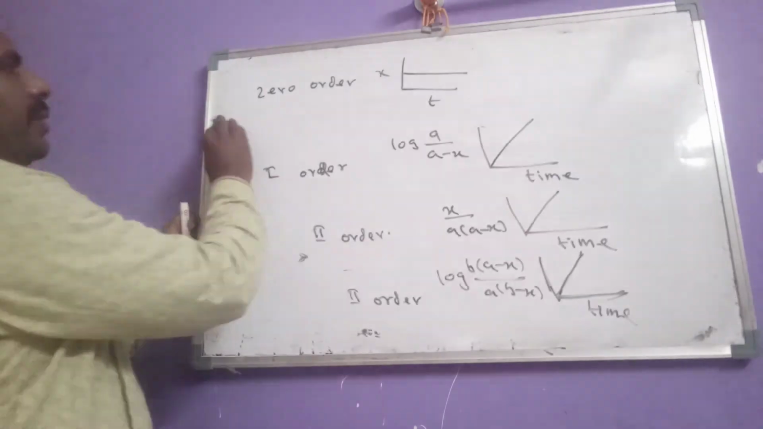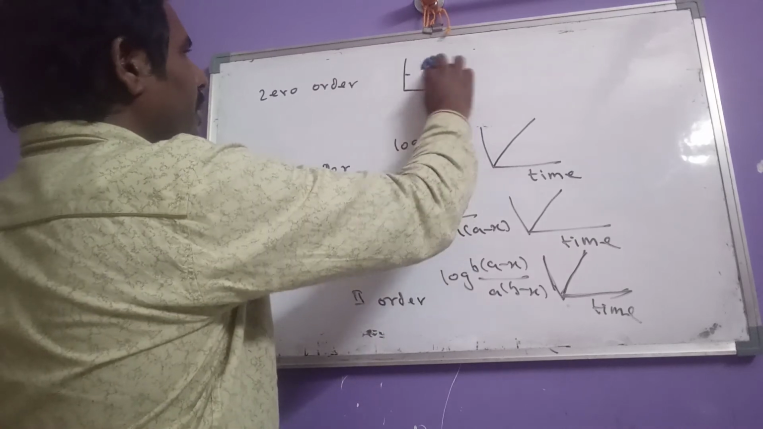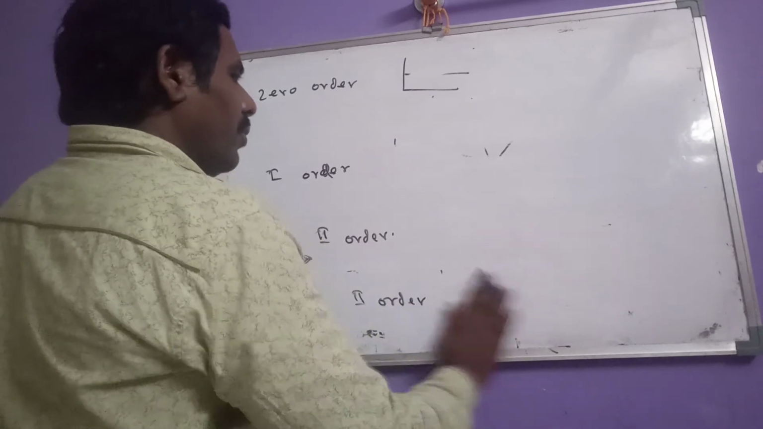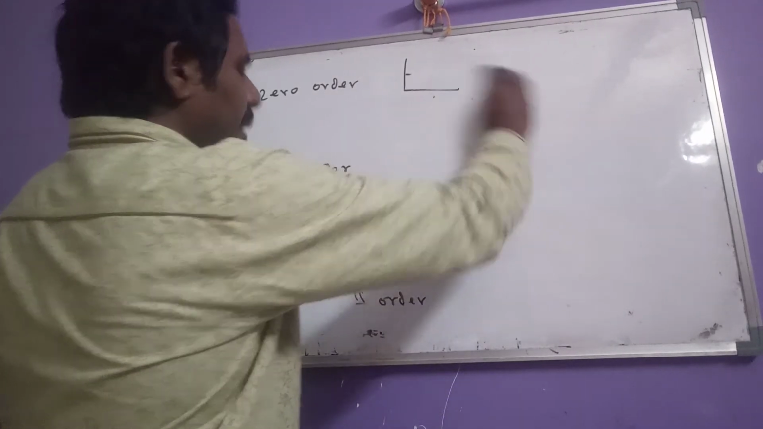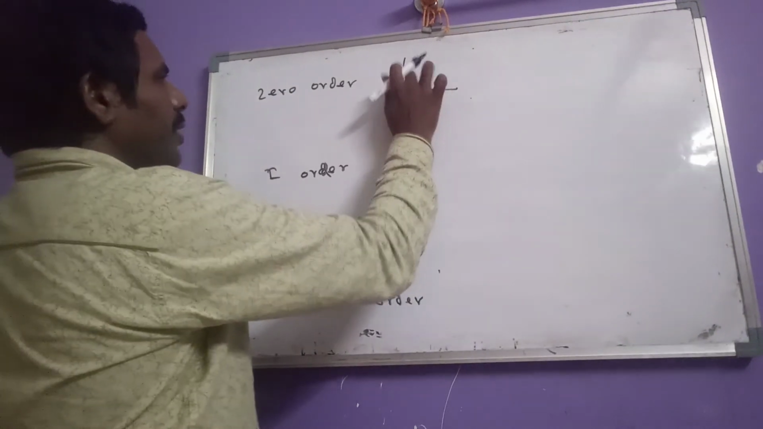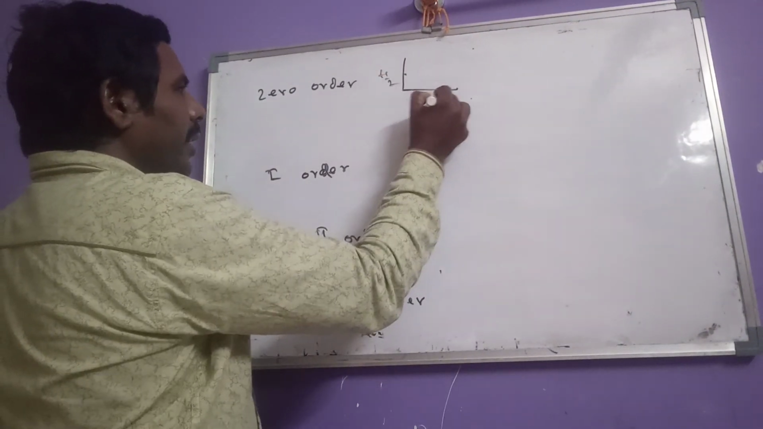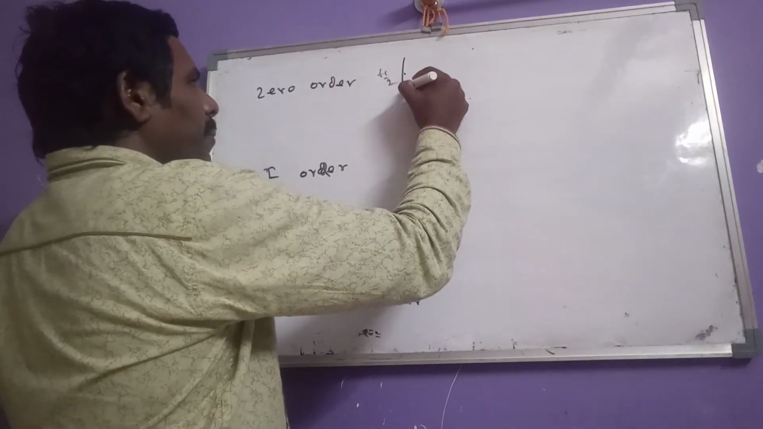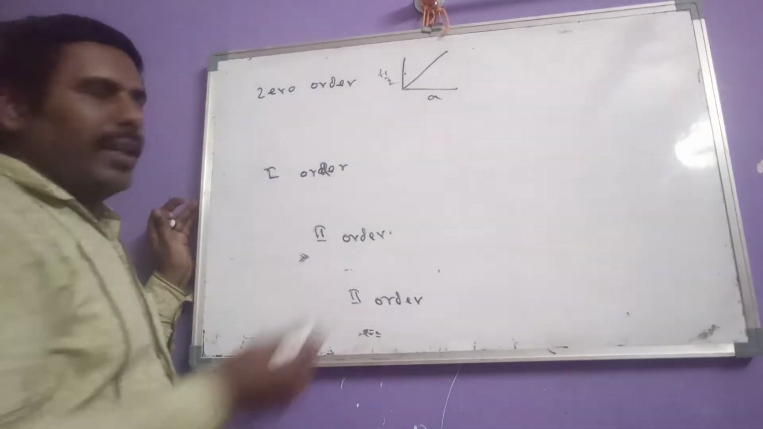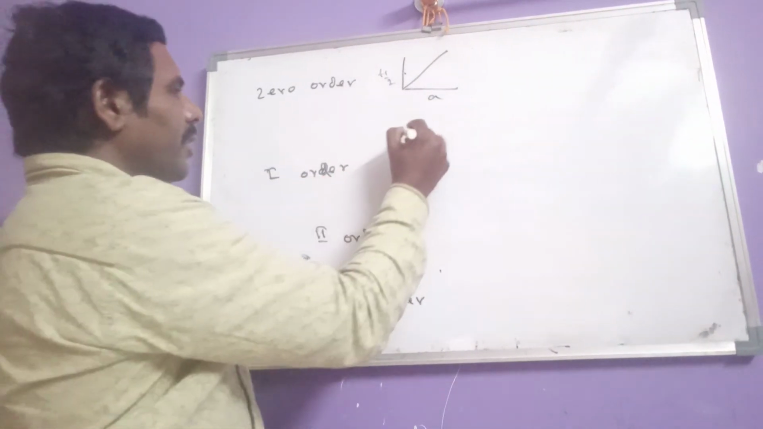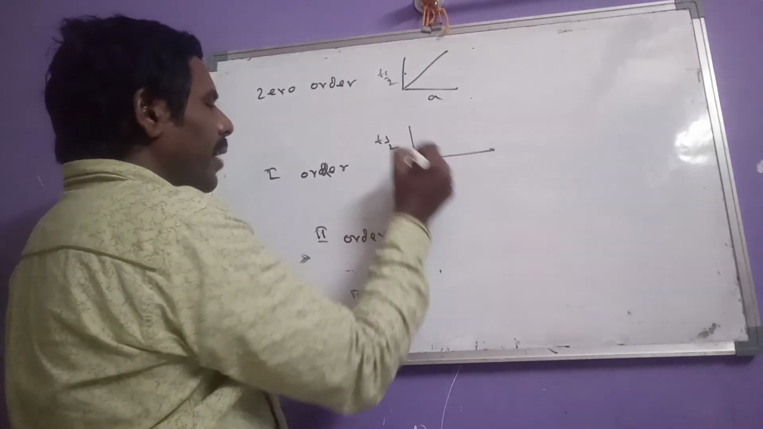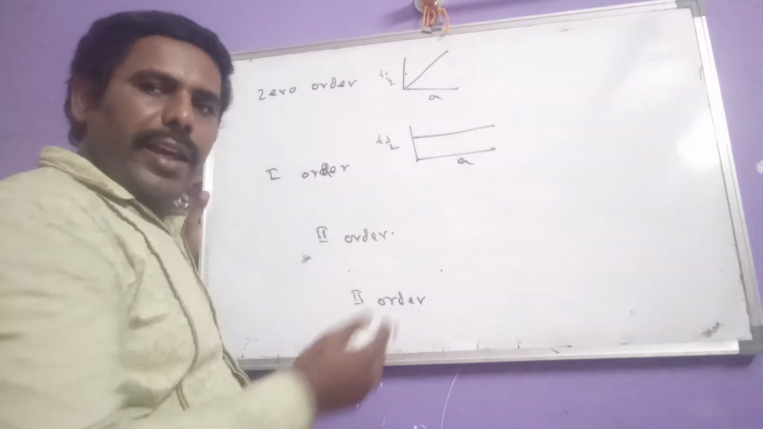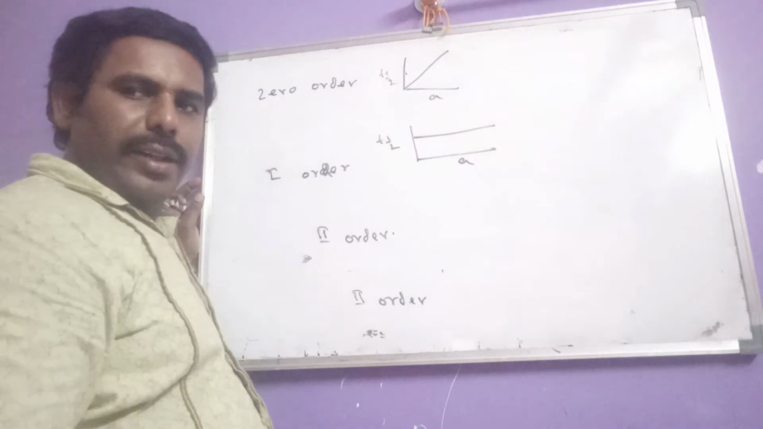And then let us see the graphs related to half-life period and initial concentration. For such graphs we have to consider half-life period and initial concentration. Now for a zero order reaction, it is directly proportional, so we get a line with a positive slope. And for first order reactions, half-life time is independent of initial concentration, so we get a straight line parallel to the initial concentration axis.